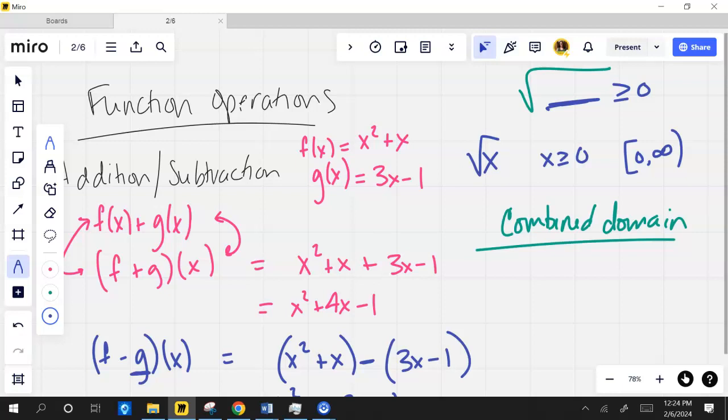What if it cuts off? Okay, that's different, but we're talking about just in general things I'm looking for. What else can cause me to have a domain restriction? What you got? Not on, because I can still plug in negatives. That's a great guess, though.